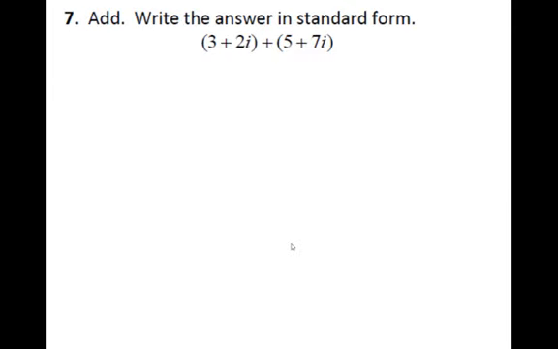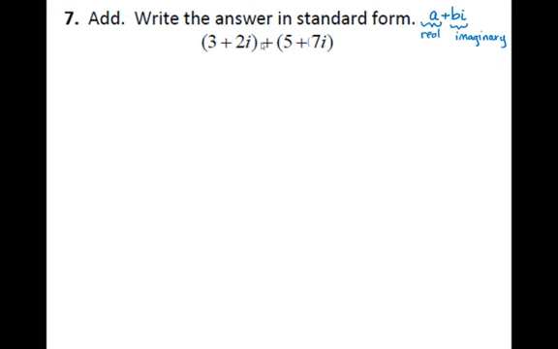Problem 7. We're adding these complex numbers and we want to write our answer in standard form. In standard form, a complex number is a plus bi, where the real part is in the front and the imaginary part is at the end. So these two complex numbers are each written in standard form. 3 is the real part, 2i is the imaginary part. This is a complex number here. 5 is the real part, 7i is the imaginary part.